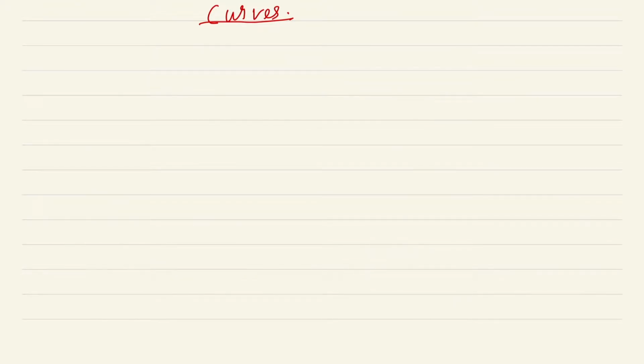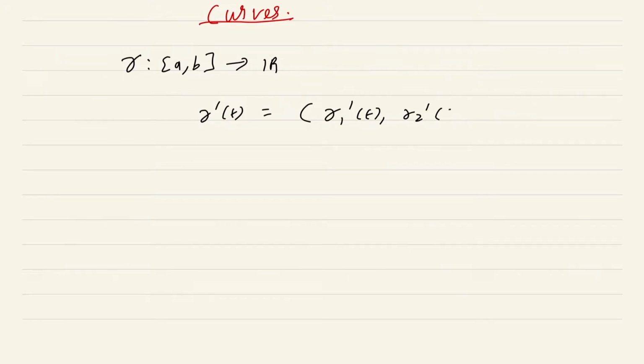So if you have gamma from [a, b] to R^n, we will use gamma prime of t to mean just (gamma 1 prime of t, gamma 2 prime of t, ..., gamma n prime of t). Just differentiate each coordinate. Here of course gamma is (gamma 1, ..., gamma n). I'm assuming of course that each one of these functions gamma 1 to gamma n are differentiable on the closed interval [a, b]. Of course, you can also view this gamma prime of t as d gamma at t.